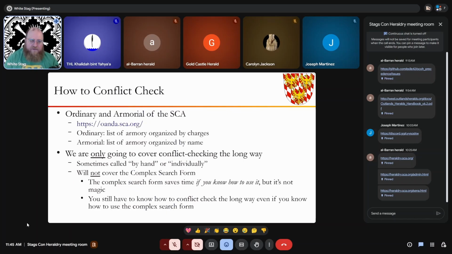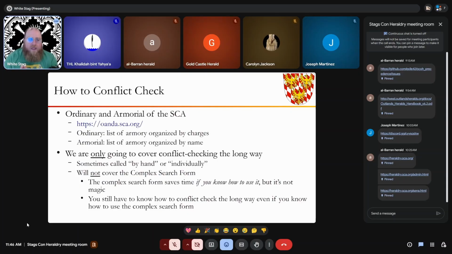So, how to conflict check. Understanding that I have blazed through the rules in way less time than they, by rights, should be given. The way you do a conflict check is you go to the ordinary and armorial, so the O and A, which there's a link here. An ordinary is a list of armory which is organized by the charges, so all the lines are together or all the borders are together. An armorial is a list of armory organized by name, so John is followed by Richard is followed by Simon, for example.